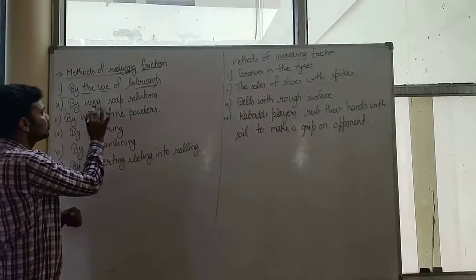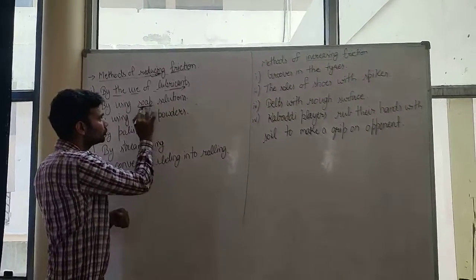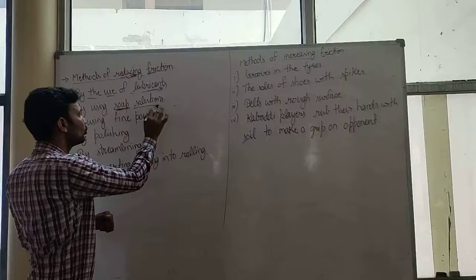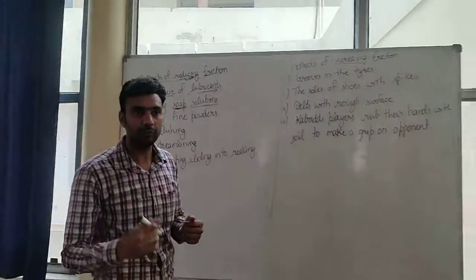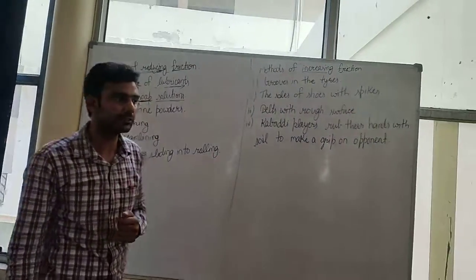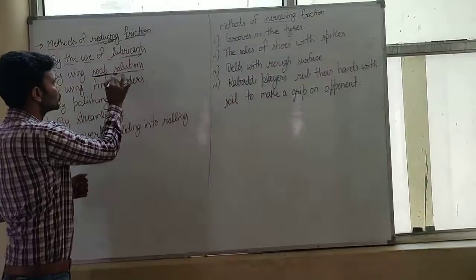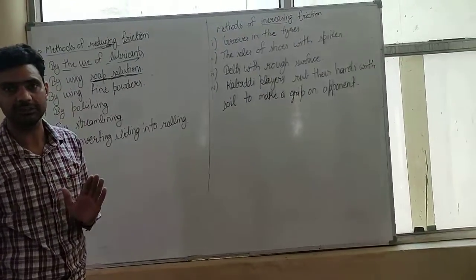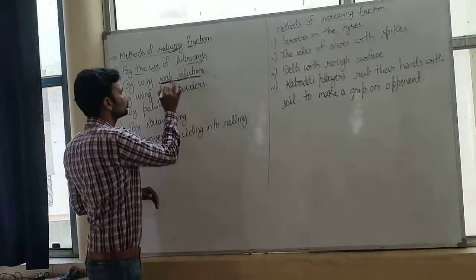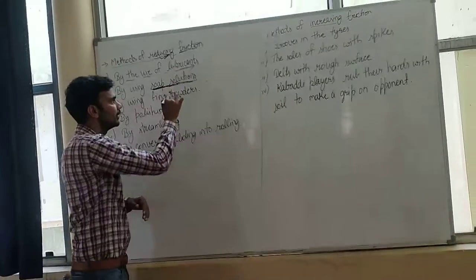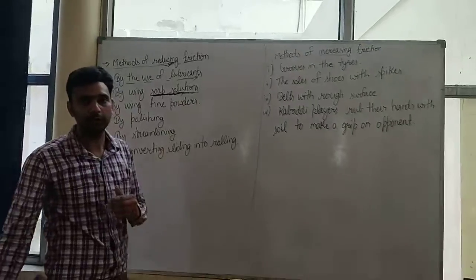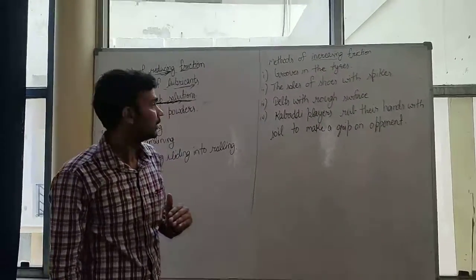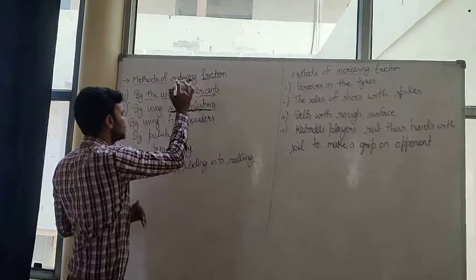Second, by using soap solution. We all use soap. Soap solution also makes the surface smooth. If we use soap solution on a marble floor, then we slip easily. Why do we slip easily? Because soap solution reduces friction. It makes the surface smooth, and due to the smoothness of the surface, the friction reduces.